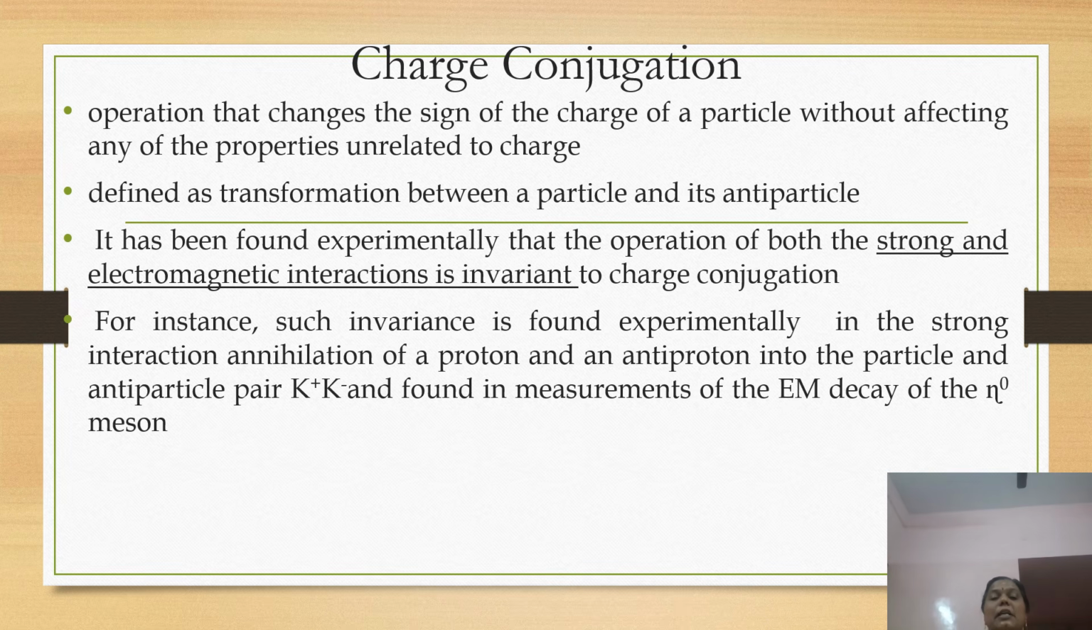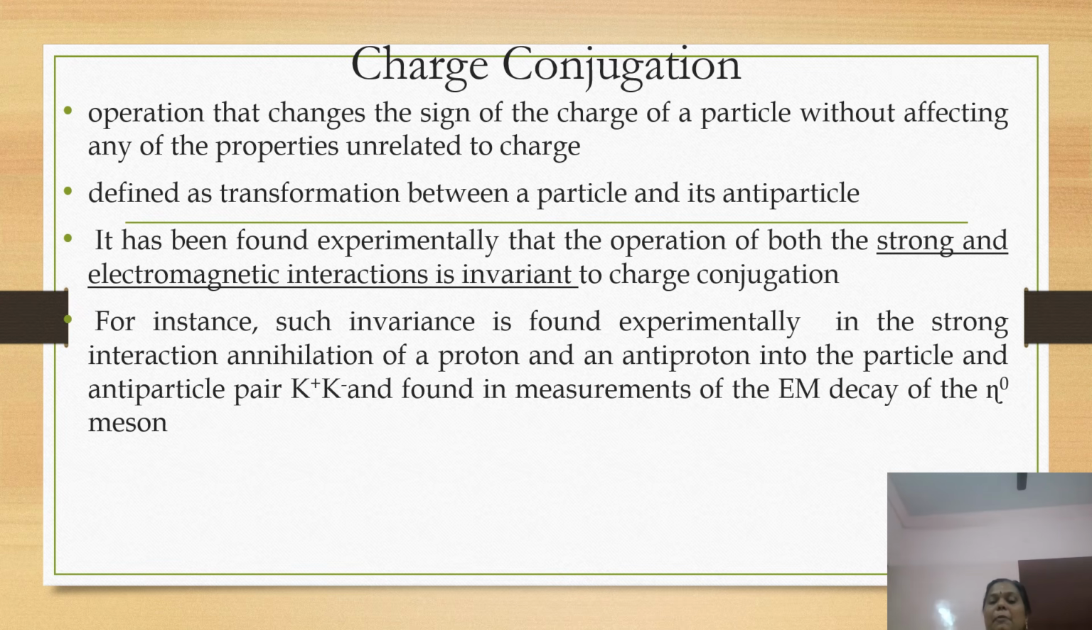So the next property is charge conjugation. What is charge conjugation? It is an operation that changes the sign of the charge of the particle without affecting any of the properties related to charge. So only the sign alone has been changed. We can also define this charge conjugation operator as a transformation between a particle and its antiparticle.